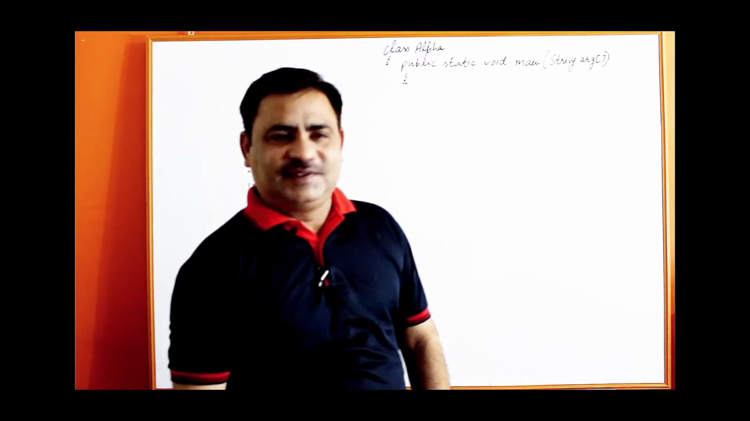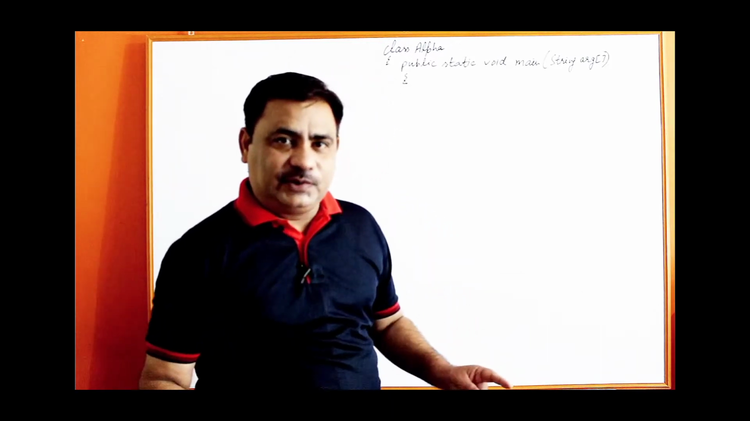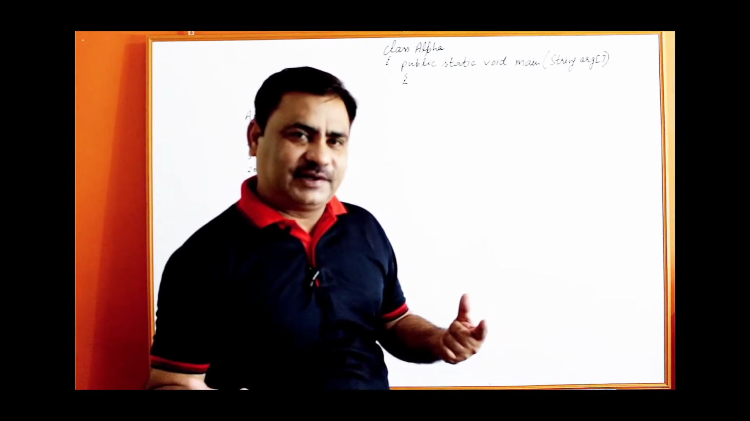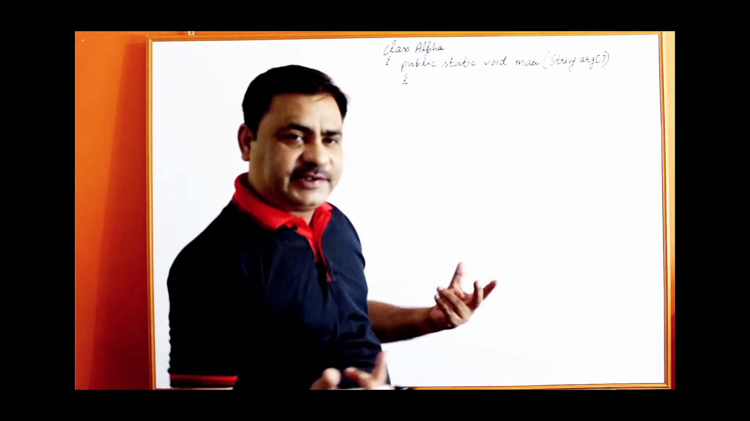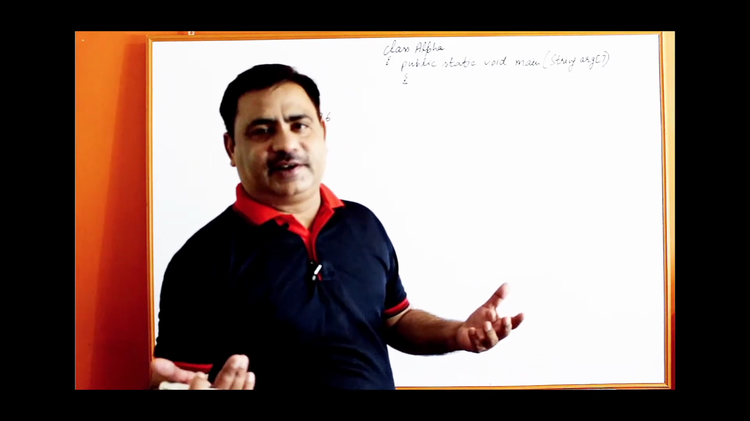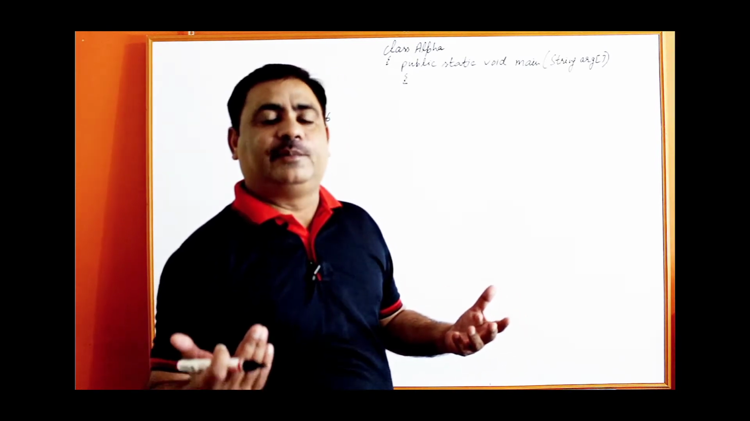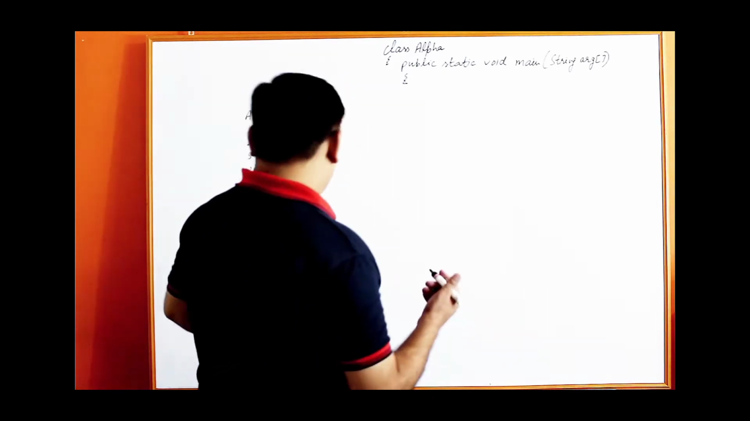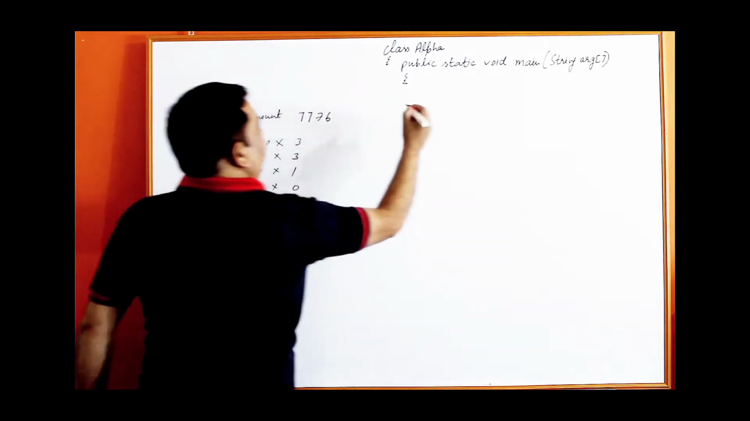Hi students, in this class I am going to explain how to find the remainder and quotient of a number. The simple divide sign, the slash sign, is used to get the quotient part, and the modulus sign is used to get the remainder.